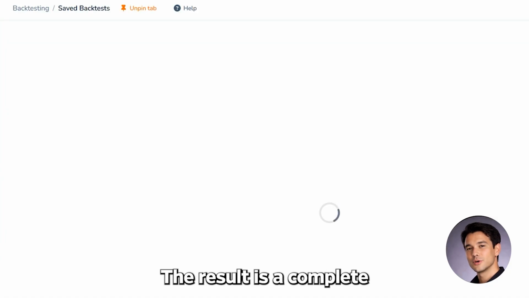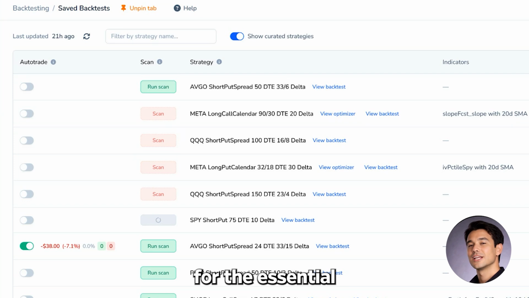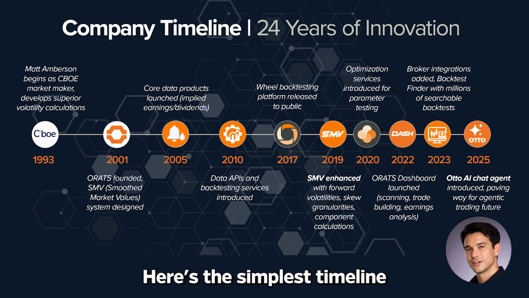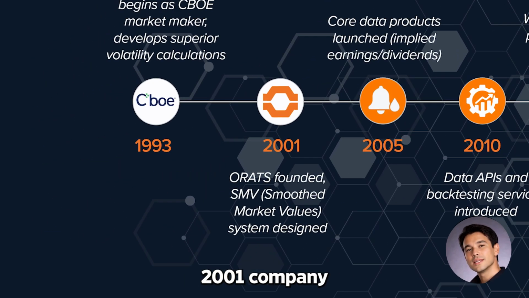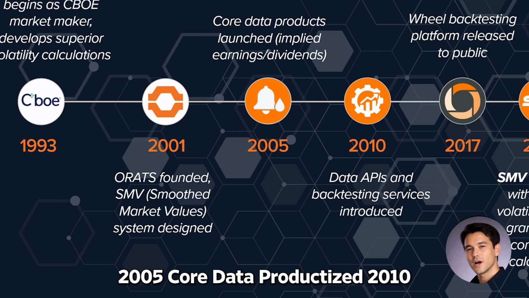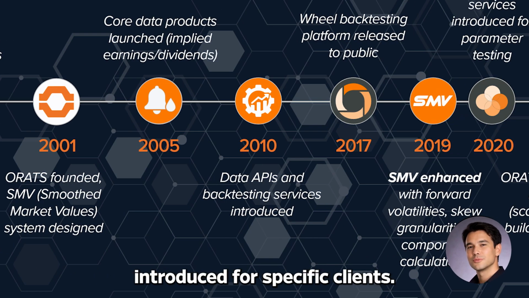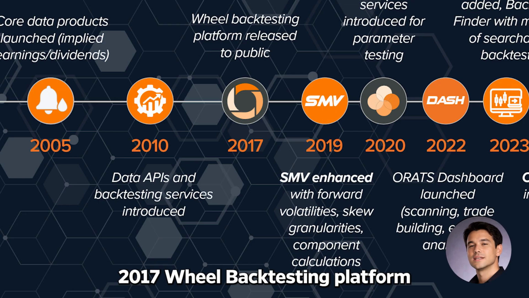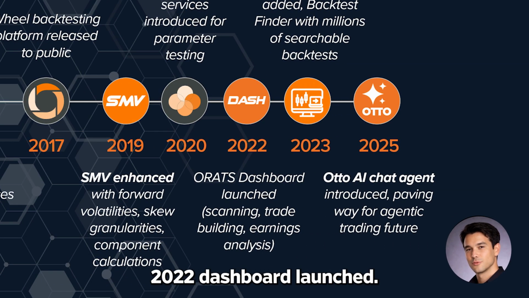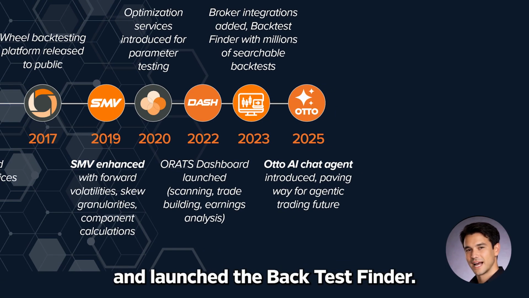The result is a complete options ecosystem. Rigorous production-grade infrastructure for the essential blocking and tackling, with embedded opportunities for alpha generation. Here's the simplest timeline. 2001, company formed and SMV designed. 2005, core data productized. 2010, APIs offered and backtesting introduced for specific clients. 2017, wheel backtesting platform released publicly. 2022, dashboard launched. 2023, expanded trading integrations and launched the Backtest Finder.